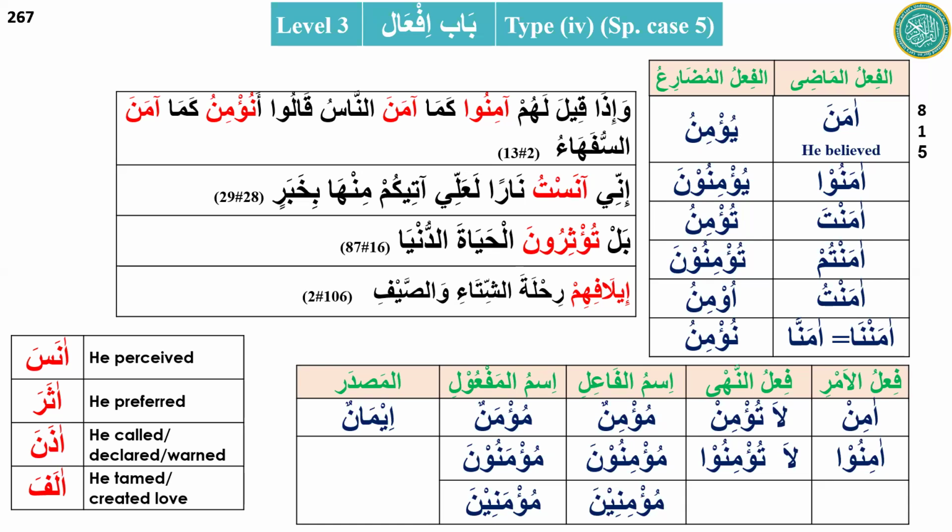Just in one verse, a lot of these verbs are repeating, so we have to look at that. Go ahead, word by word meaning first, Abdullah.